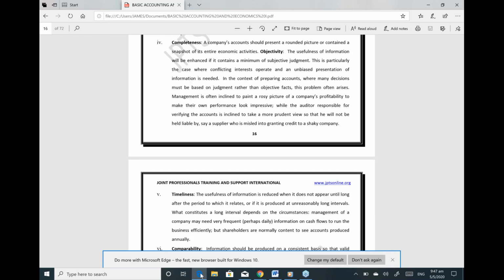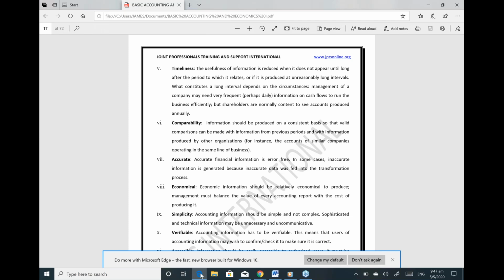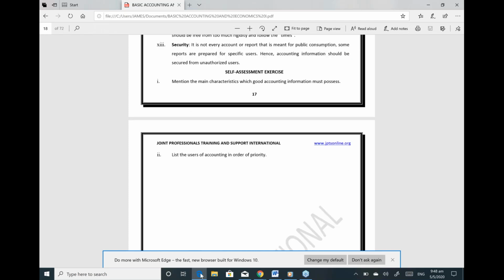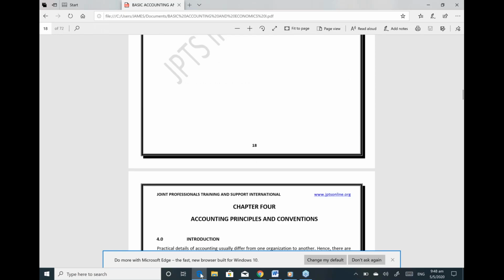And one of the objectives of the organization is to know if they make profit or they don't make profit. Then timeliness. We look at comparability. I think we've done this last week. Some of them we've done last week. Then let's continue from there today and move on to accounting principles and convention.